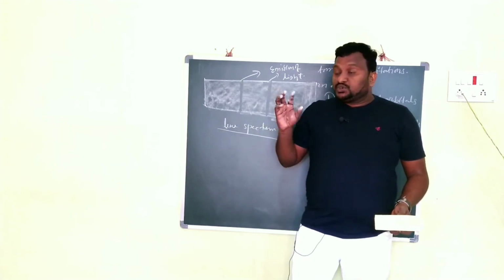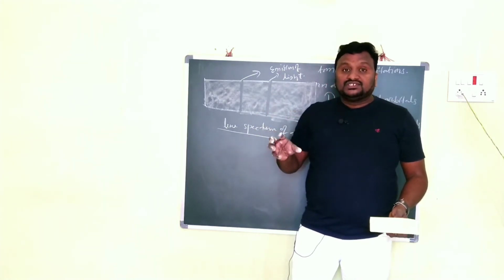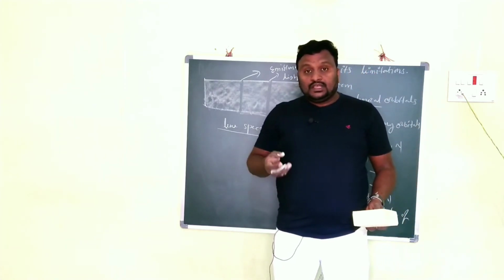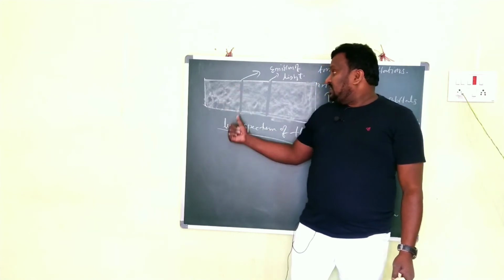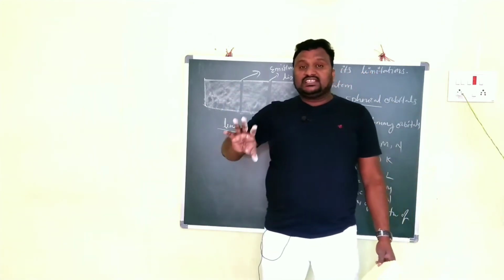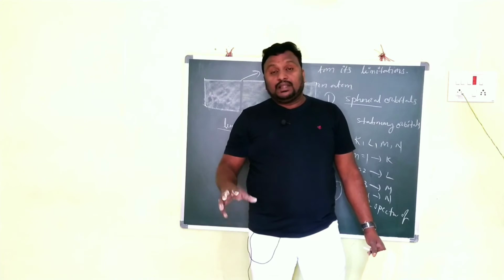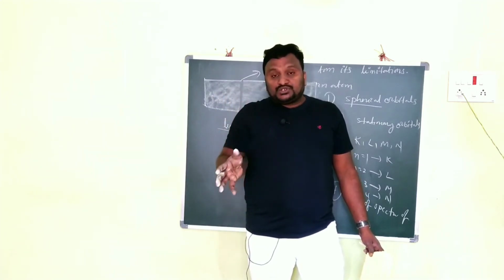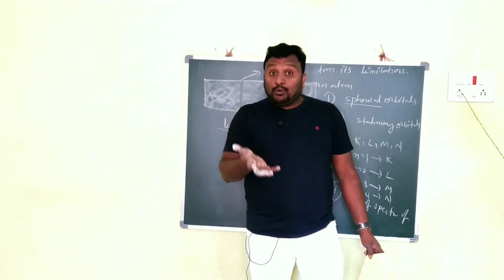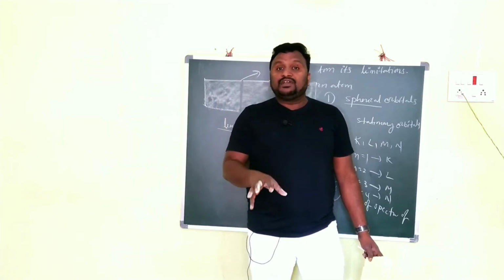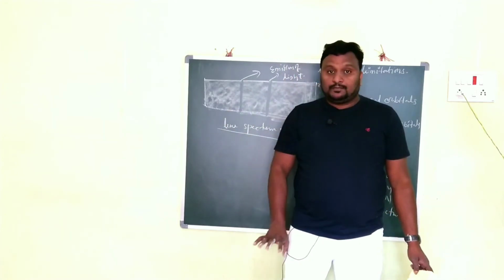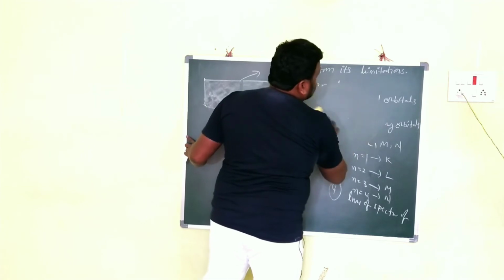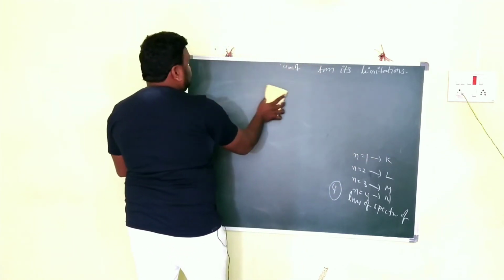So children, to explain the Bohr atomic model's shortcomings, Sommerfeld modified the Bohr atomic model. What I told you, the lines in the hydrogen spectrum are not individual lines, they again have multiple lines. To explain the spectrum of hydrogen, Sommerfeld modified Bohr's atomic model. Clear? In such a way that he gave one concept. That concept is here.